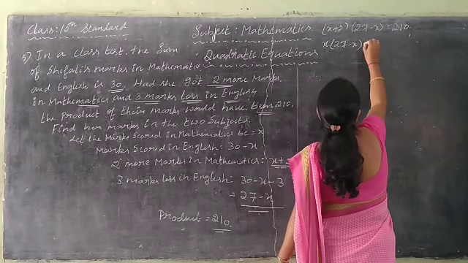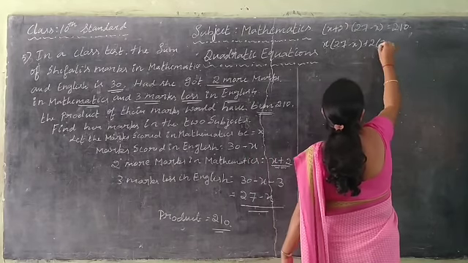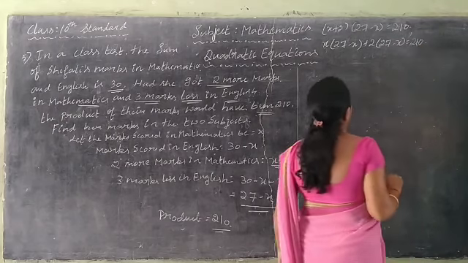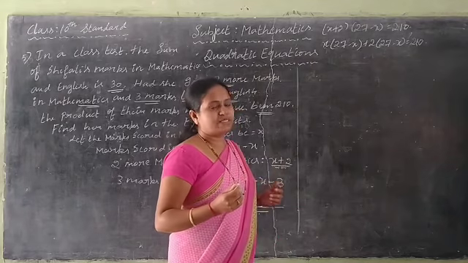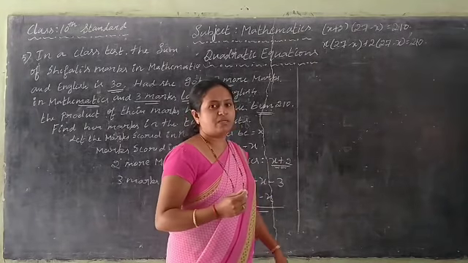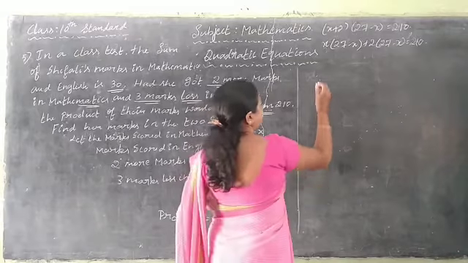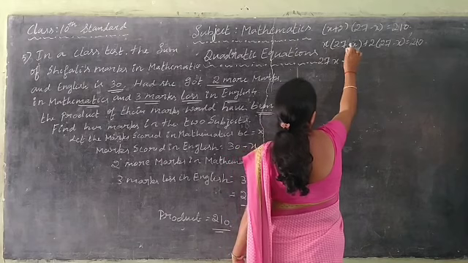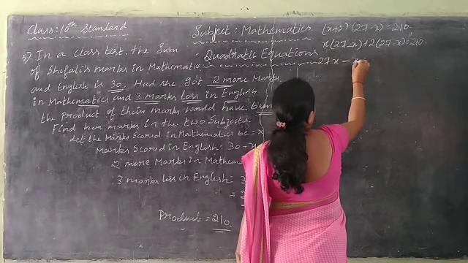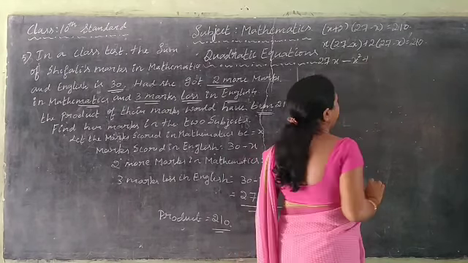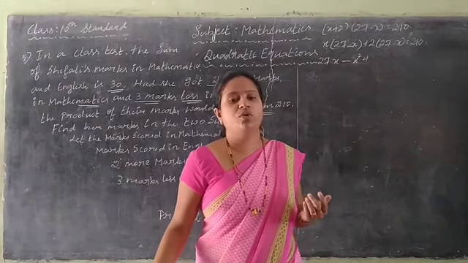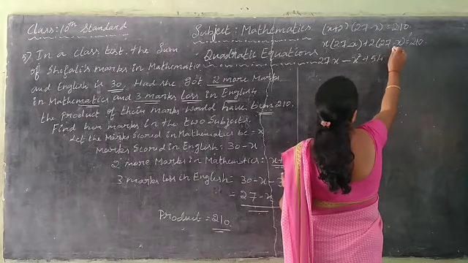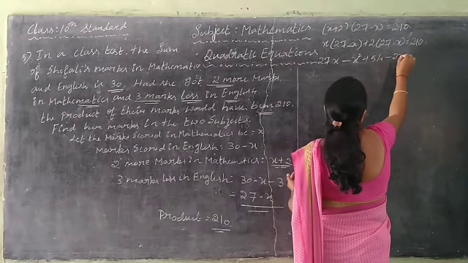In the same way, plus 2 into 27 minus x is equal to 210. You have to take the first term and multiply it by 27 minus x. In the same way, 2 into 27 minus x. Next, multiply, children. 27 into x is 27x, minus x into x is x square, plus 27 into 2. When you multiply 27 into 2, what will you get? 54. Right. 54, plus into minus 2 into x is 2x.